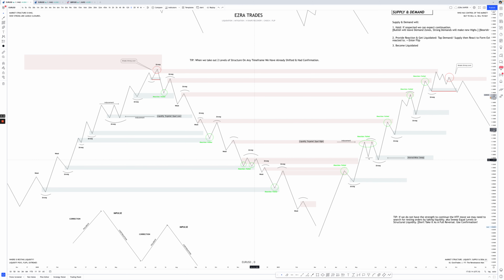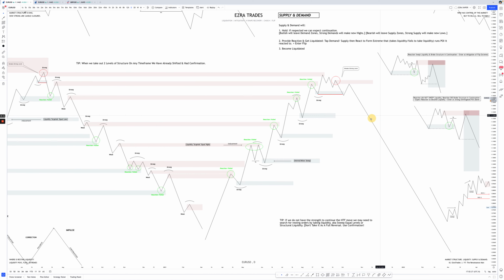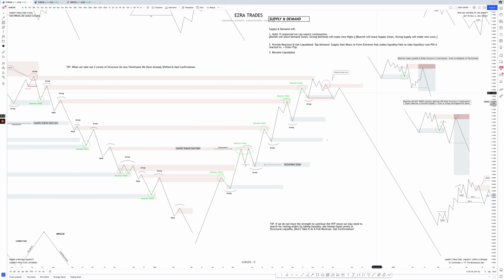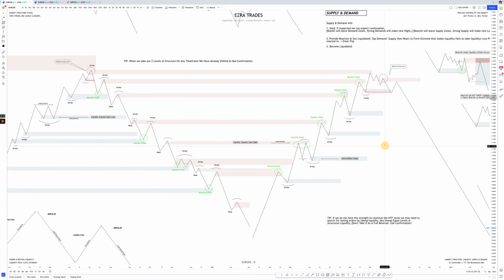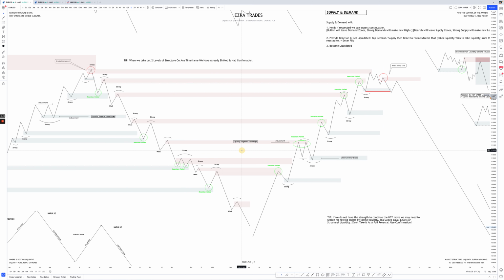Each time we're leaving behind supply. Supply is only left behind in an area where we break structure. That's the only time when you have valid supply that you really want to look at. Other cases would be internal structure with flips. That would be something else. That's a different lesson, right?